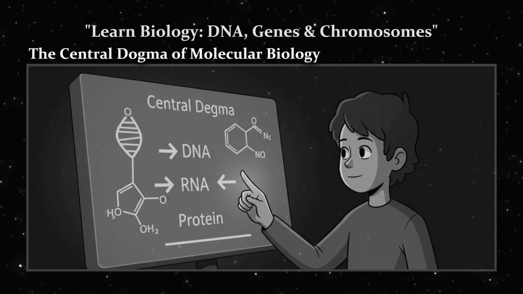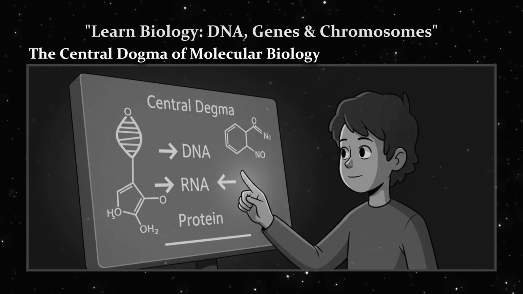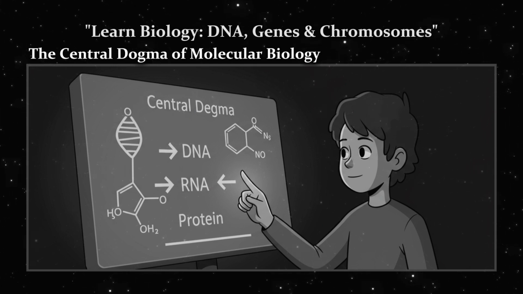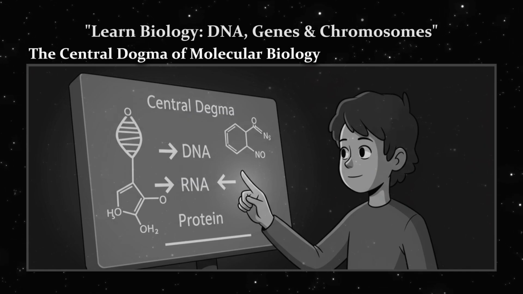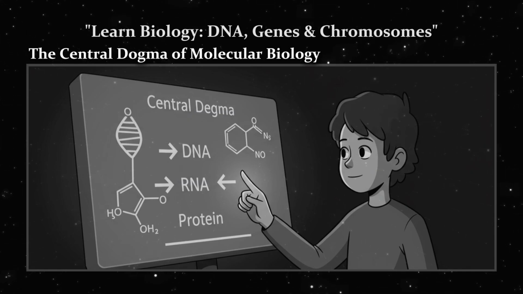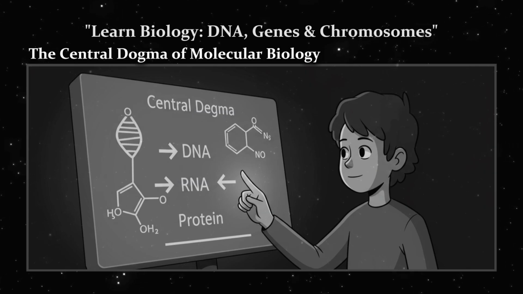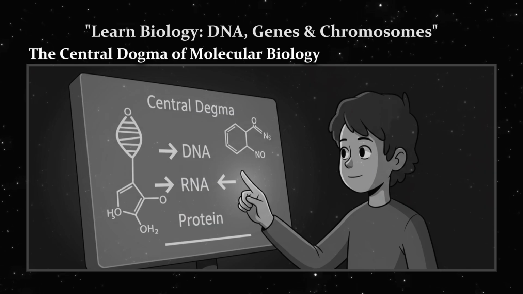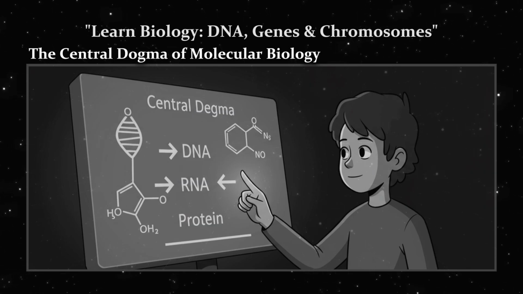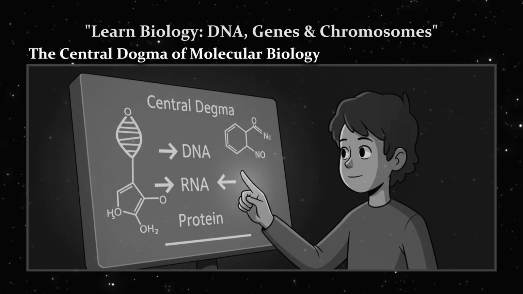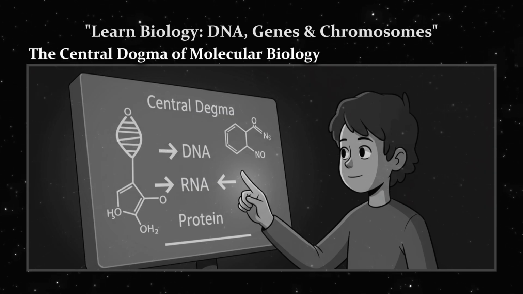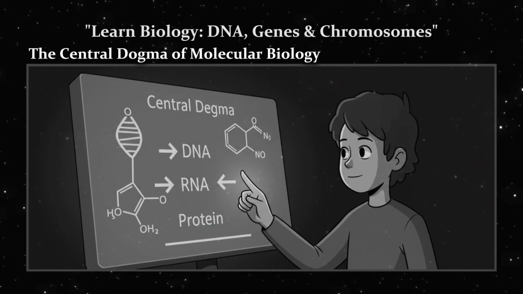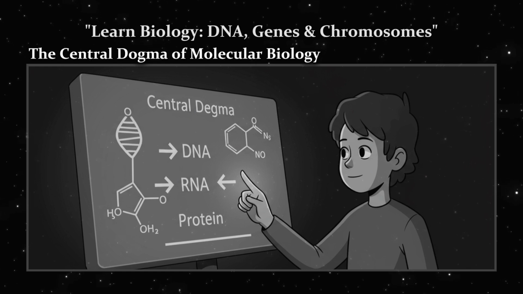These three players are connected by two great processes. The process of getting from DNA to RNA is called transcription. The word transcribe literally means to write a copy of. This is exactly what the cell does. It transcribes a gene from the permanent DNA language into the temporary RNA language. The second process, getting from RNA to protein, is called translation. The word translate means to change from one language to another. This is also precisely what happens.